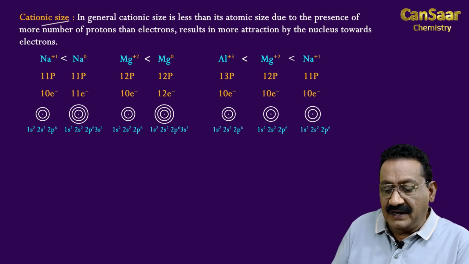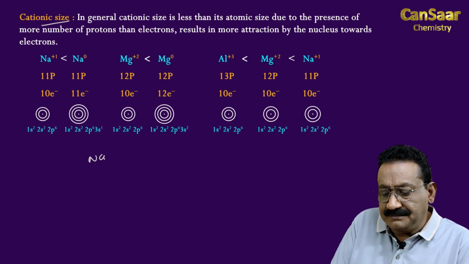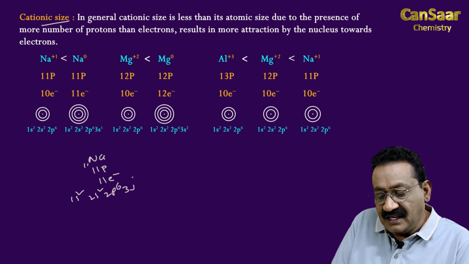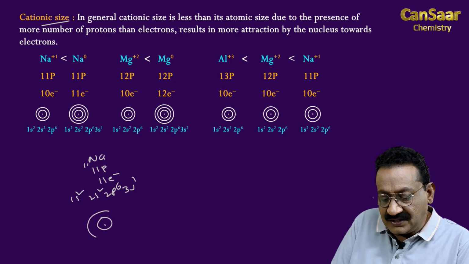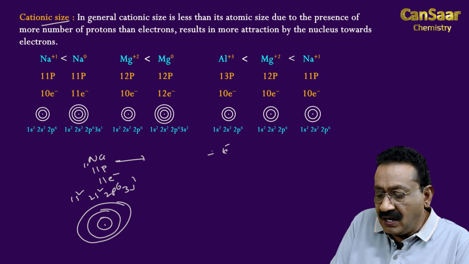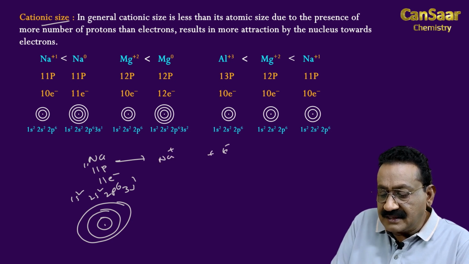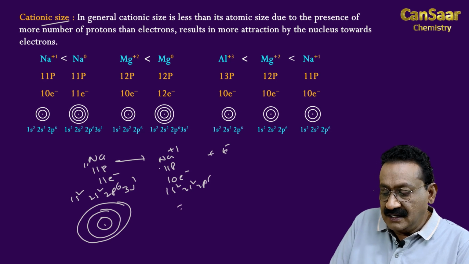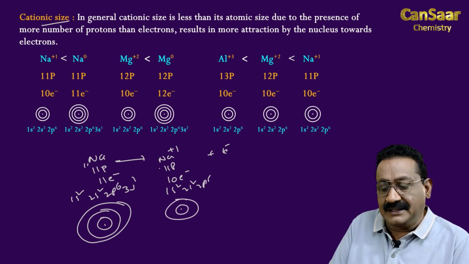Cationic size. For example, sodium atom, atomic number 11, has 11 protons and 11 electrons. Electronic configuration 1s2, 2s2, 2p6, 3s1. After losing one electron, it becomes Na plus. It has 11 protons in the nucleus but only 10 electrons, that is 1s2, 2s2, 2p6. That is, we have the first orbit and second orbit.